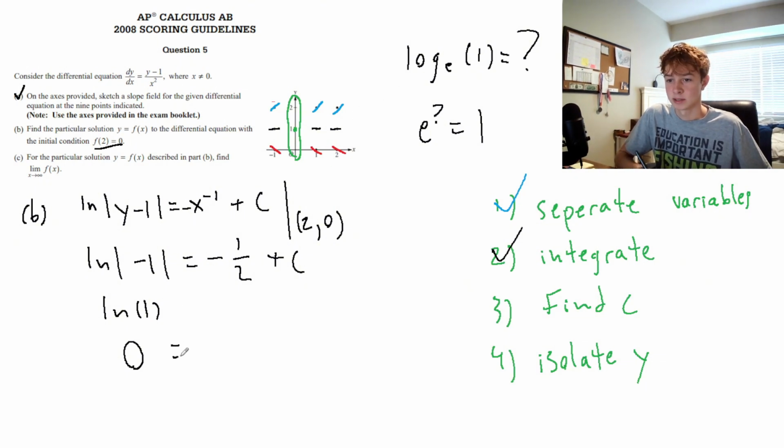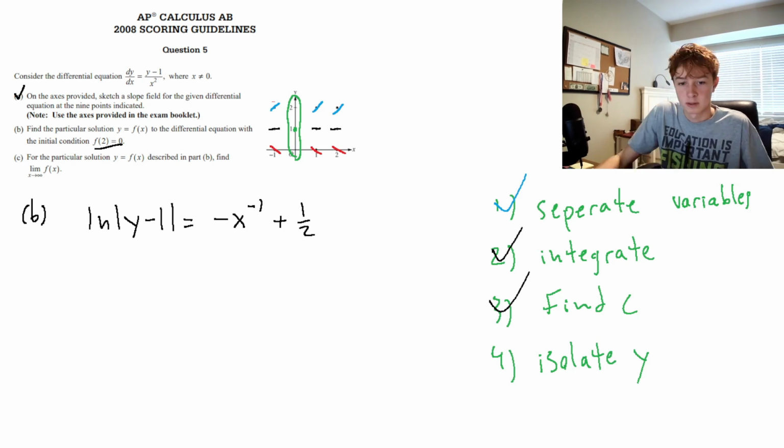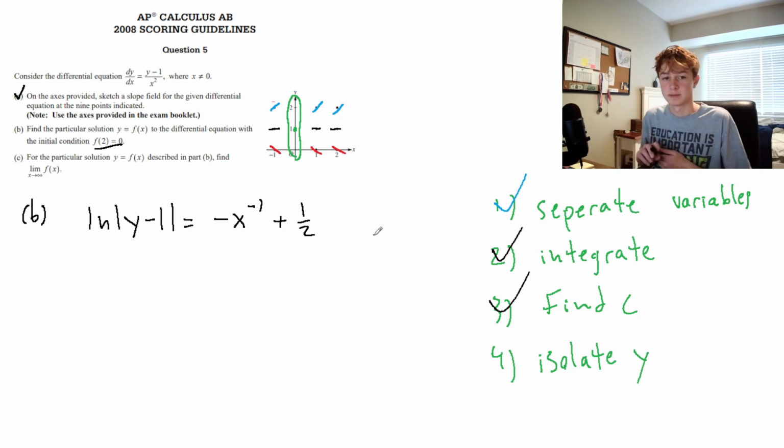But anyways, we have 0 equals negative 1/2 plus c. And now we can flip this 1/2 to the other side and make it positive 1/2 equals c. So now we have successfully found c. So those first three steps are where you earn most of your points in terms of the AP test. But now the final step, the final point, is isolating y.